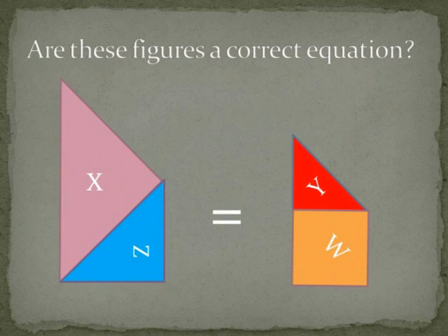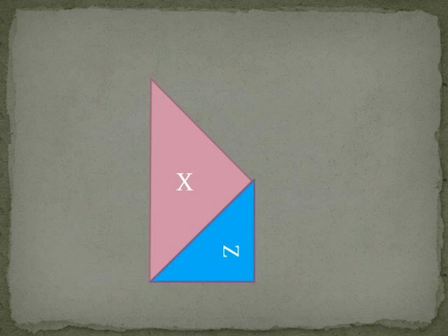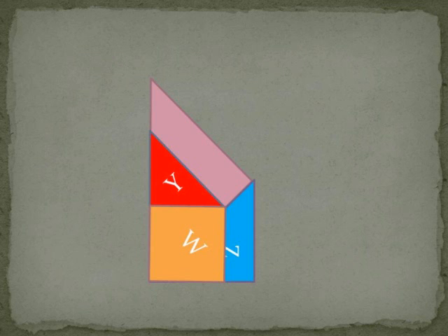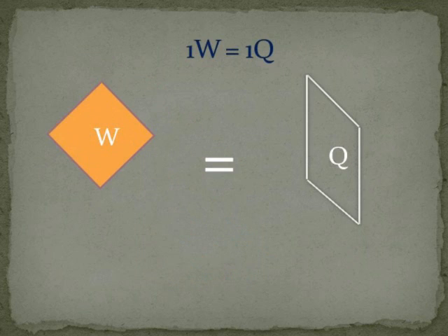Let's try it again. 1x plus 1z equal 1y plus 1w. In order to prove if this equation is correct, it is necessary to place one shape on top of the other. And the answer is no. The two shapes are similar, but they are not equal. Let's try one more time.